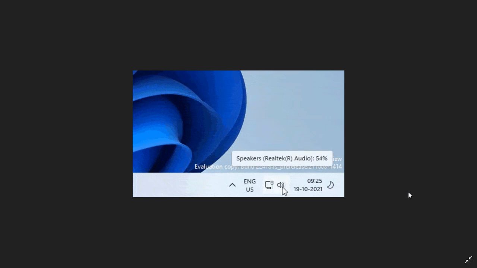So I think that is a handy little feature to the volume control in the taskbar coming to the Windows 11 operating system in the not too distant future.